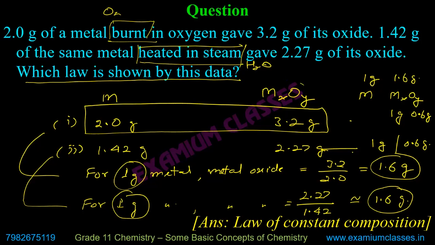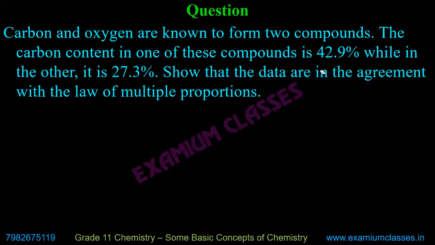That's why I have written MxOy, because it can be NO2, it can be N2O5. Both are nitrogen and oxygen, but proportion is different. So in that case, it would have been the law of multiple proportions. And we will talk about that.